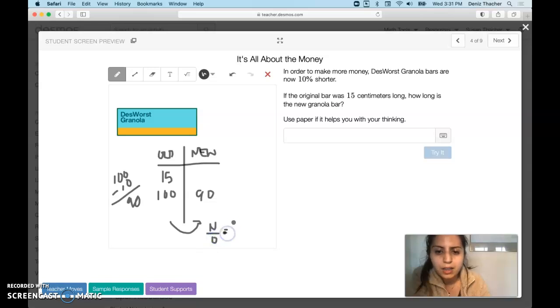So I'm going to divide 90 by 100, and that gives me 0.9. So that means that my COP in one direction is 0.9. So if I can multiply 100 by 0.9 to get to 90, I can also multiply 15 by 0.9 to get my new 10% shorter granola bar, which would be 13.5.